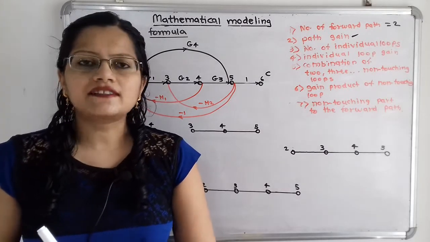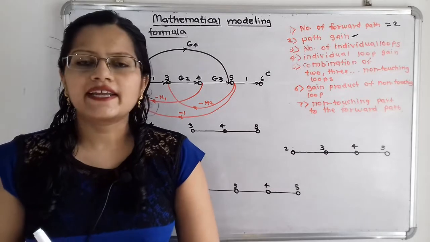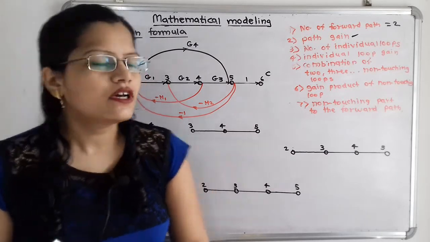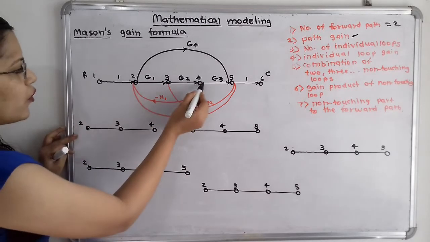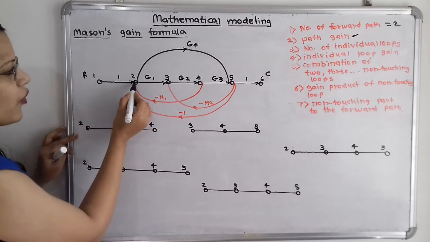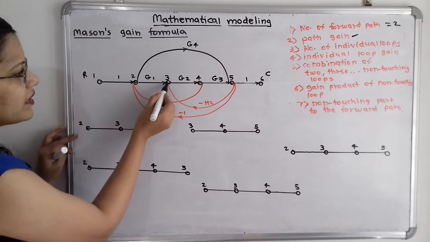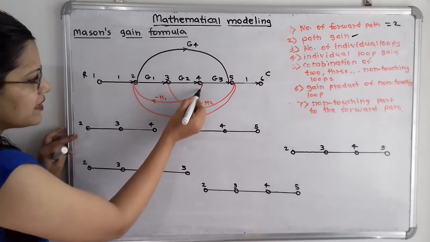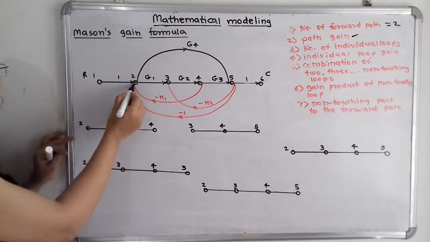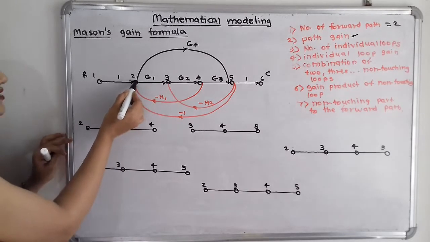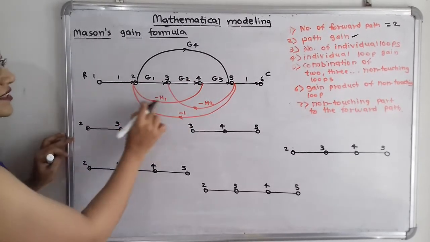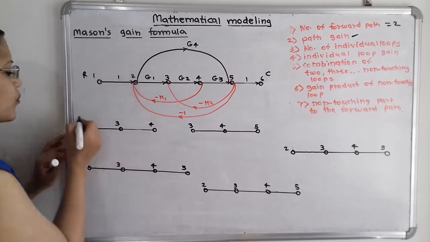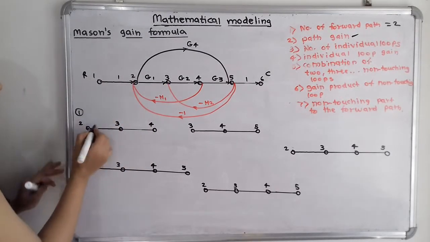So a loop starts at a particular node and ends at the same node. Now if we observe here, from node 2 to 4 this is the forward path, from 2 to 3, 3 to 4, and again there is the feedback path back up to node 2. That is, this is the start point also and this is the end point also. So we will consider this as loop 1.